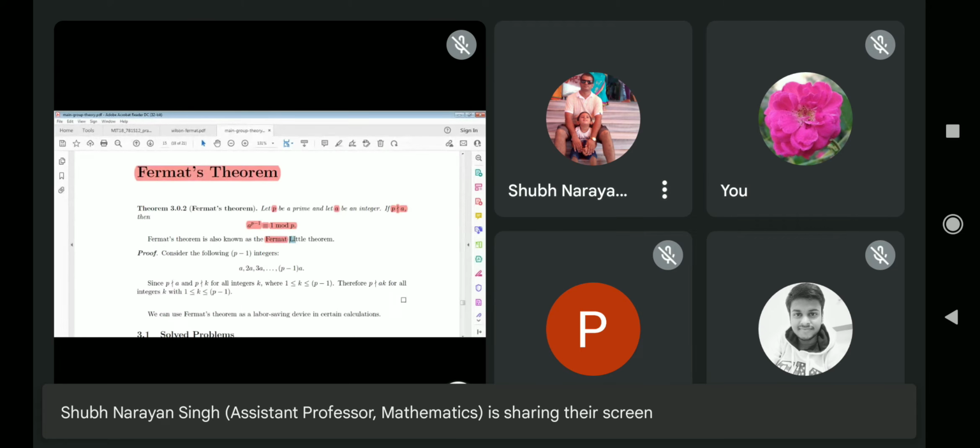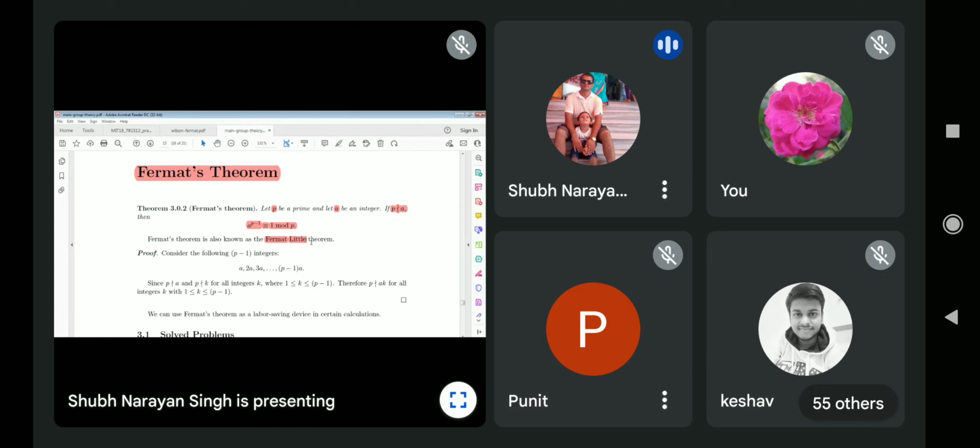So when you write Fermat-Little, both F and L are capital, because both are mathematicians, both are persons. So this theorem is also known as the Fermat-Little theorem.